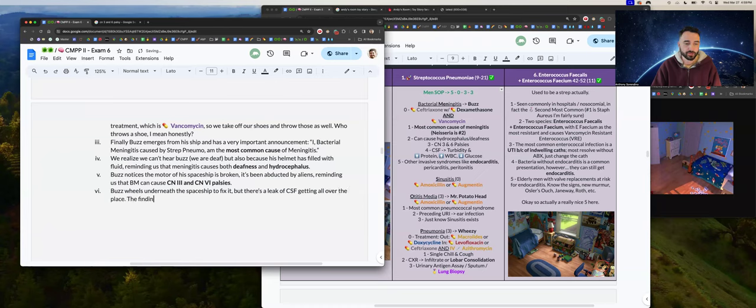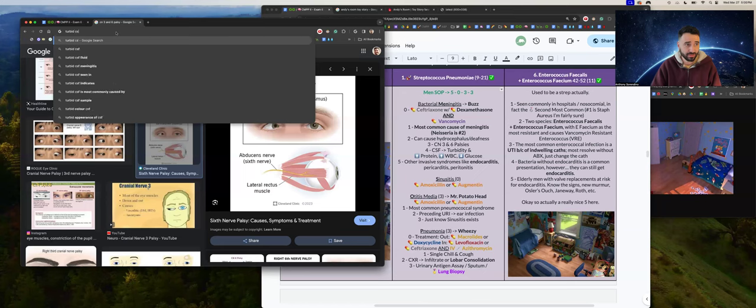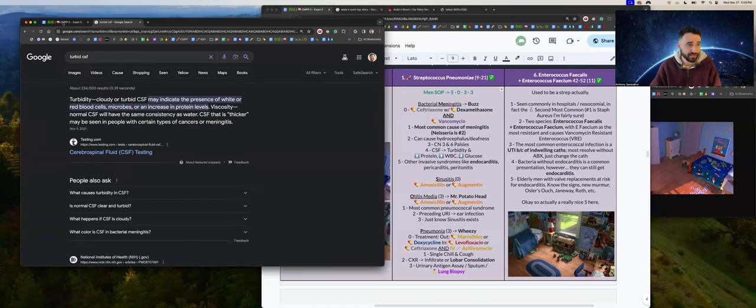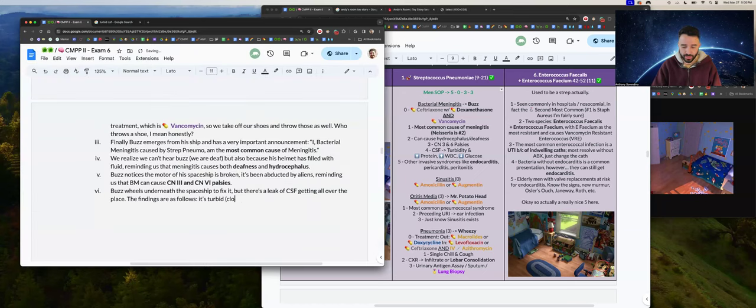The findings are as follows. Increased opening pressure, right? Okay, that's actually not mentioned here. I actually don't know if that's true. The findings are as follows. It's turbid, which I think just means it's like cloudy, right? Yeah. It's turbid, cloudy.